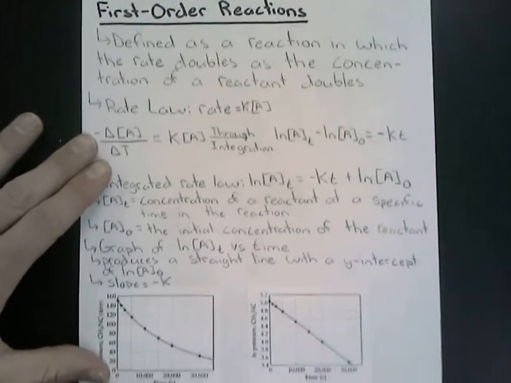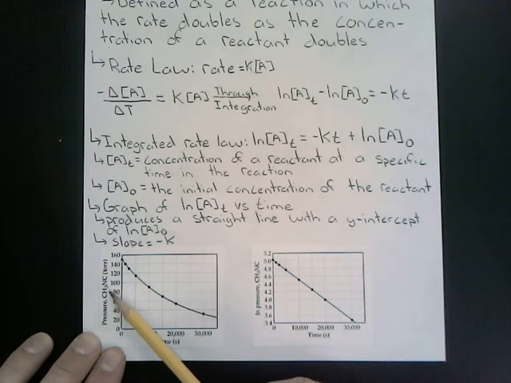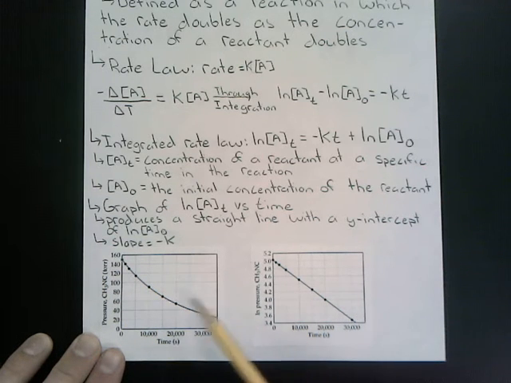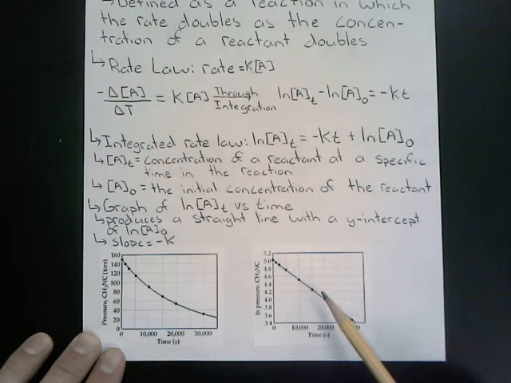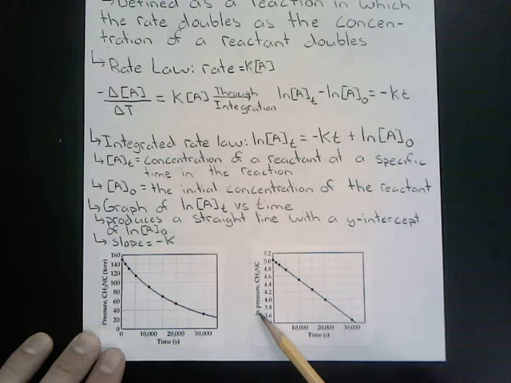All right, so what we mean by this is as follows. You can see here we have the concentration of CH3NC versus time, and then over here this is the natural log of the same concentration versus time. If it's a first order reaction, we are going to be able to have a straight line. And if we have a straight line of natural log of the concentration versus time, we know it is a first order reaction.